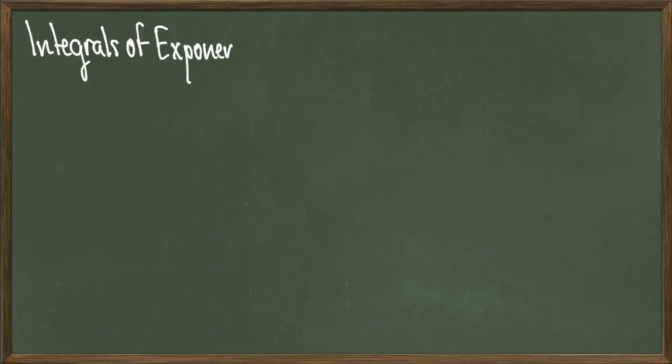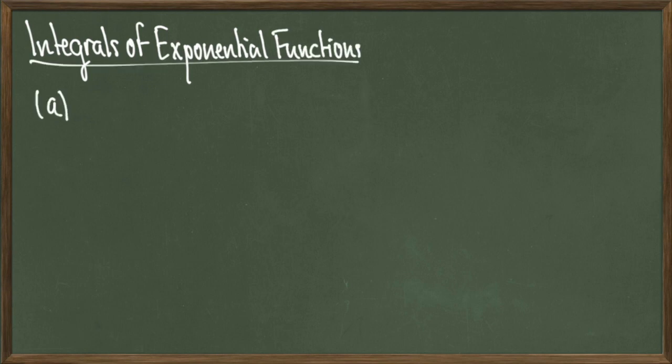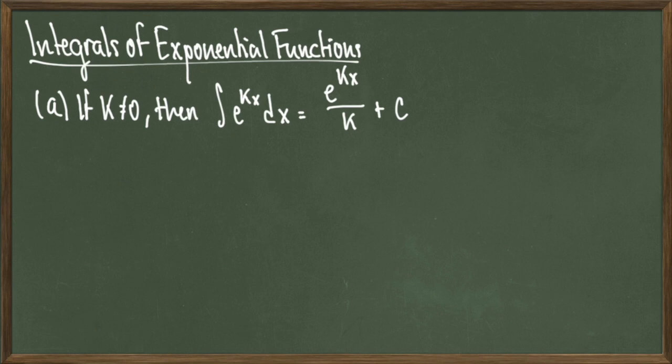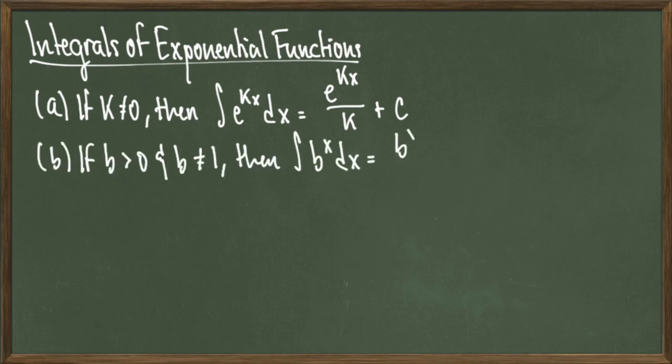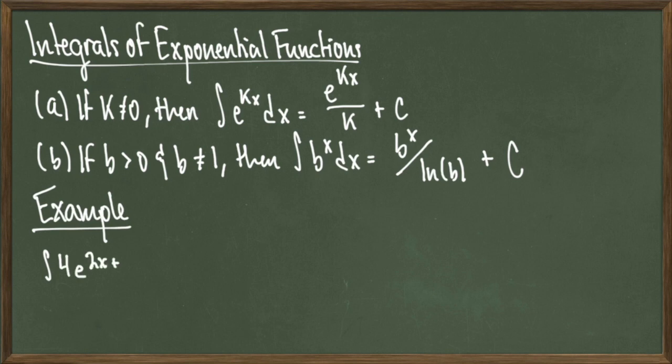Next, let's look at the integrals of some exponential functions. Our first rule states that if k is not equal to 0, then the integral of e to the kx dx is equal to e to the kx divided by k plus c. And then our second rule states that if b is strictly greater than 0 and b is not equal to 1, then the integral of b to the x is defined as b to the x divided by the natural log of b plus c.